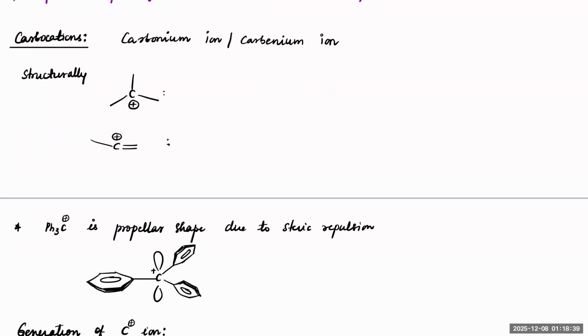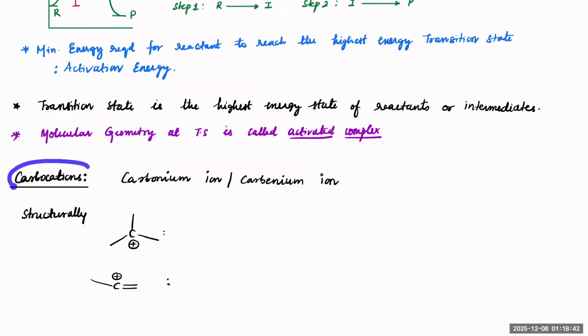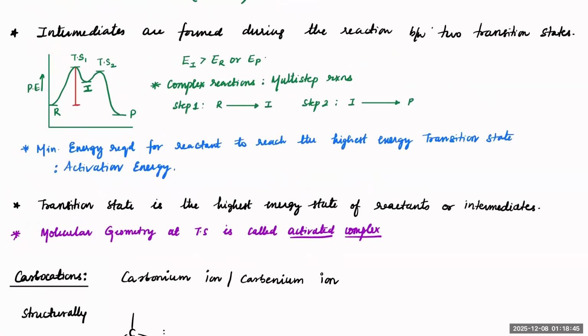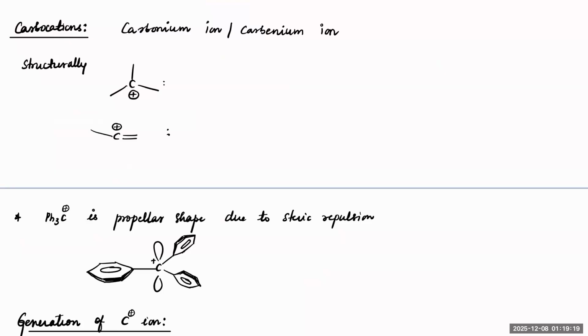Now, let's go through carbocations. But before that, I want you to make sure everybody is clear with these terms and you have made a note of this terminology. What is activated complex, activation energy, transition state, and what is intermediate? Shall we go ahead? Everybody, please check. Right. Now let's understand what are carbocations.